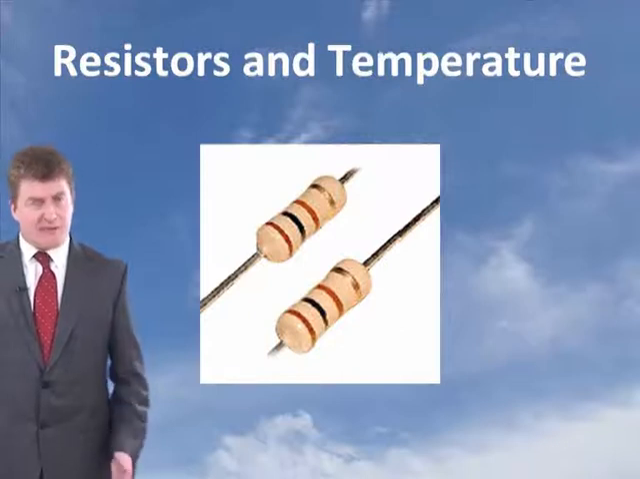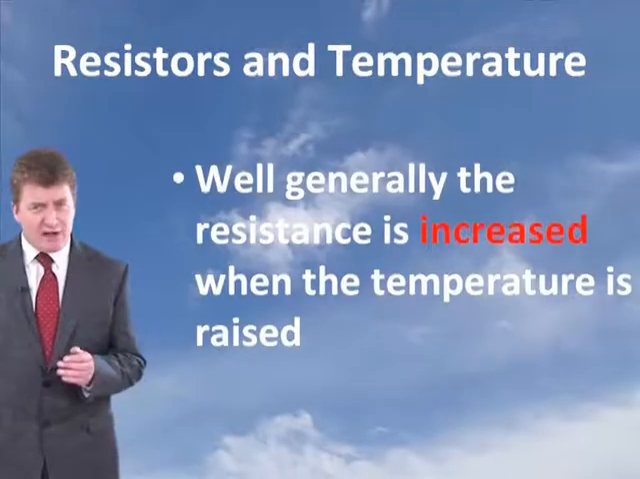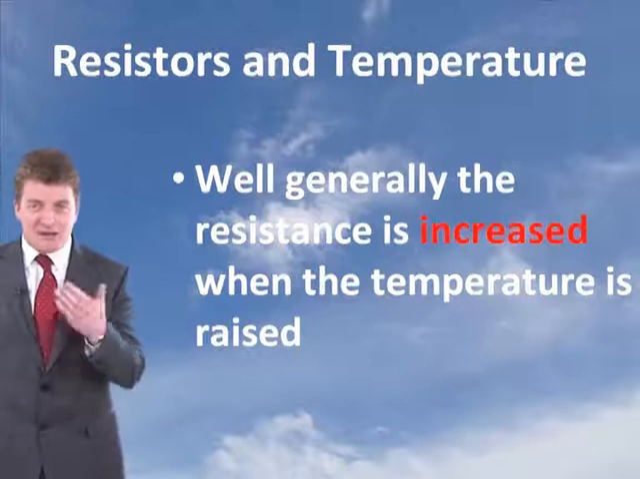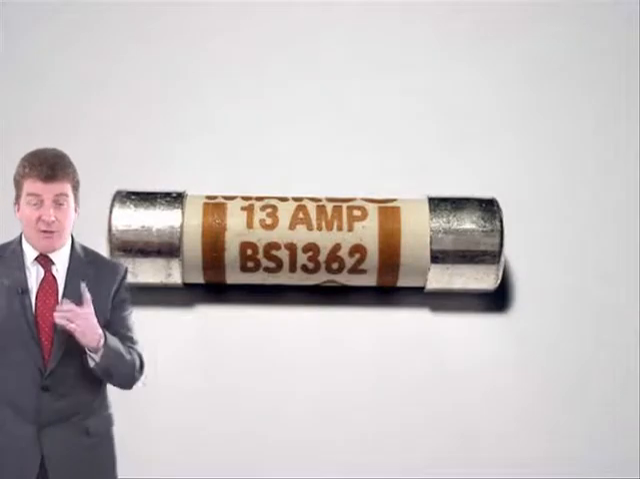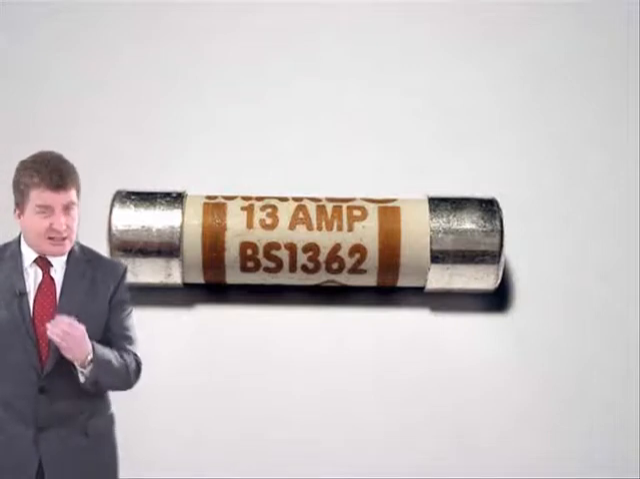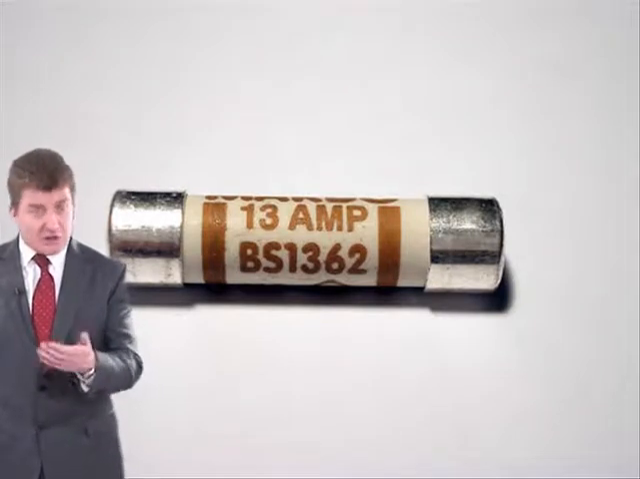How is resistance affected by temperature? Well, generally the resistance is increased when the temperature is raised. Again, this principle is used in fuses. A fuse wire has a certain resistance and will allow so much current to go through it, and it produces a certain amount of heat.